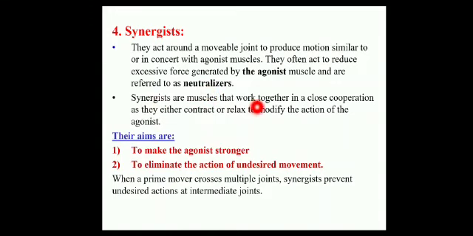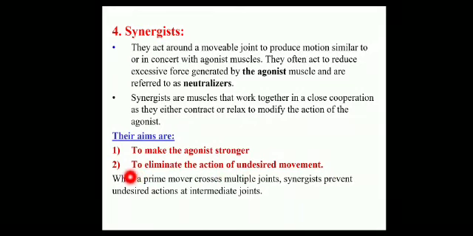Synergists are muscles that work together in close cooperation as they either contract or relax to modify the action of the agonists. Their aims are to make the agonist stronger, to eliminate the action of undesired movements. For example, when a prime mover crosses multiple joints, synergists prevent undesired actions at the intermediate joints. So what is the meaning of this whole paragraph?